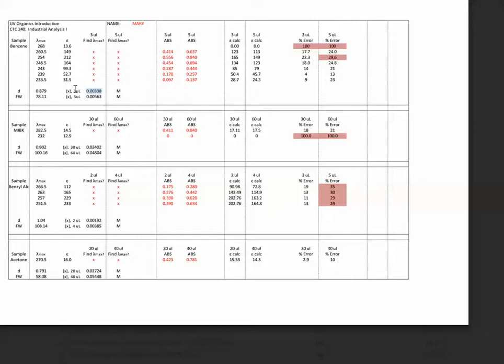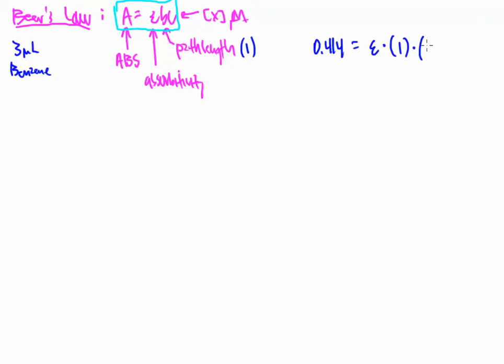The concentration is 0.00338 in molarity. So the only thing I have to do here is solve for molar absorptivity. That is the number we are after. So I take 0.414 and divide it by 0.00338, and that gives me the molar absorptivity for that particular sample. Anytime I multiply a number by 1, I get that number, so I don't bother with this multiply by 1 nonsense, because I can just imagine it's not even there.